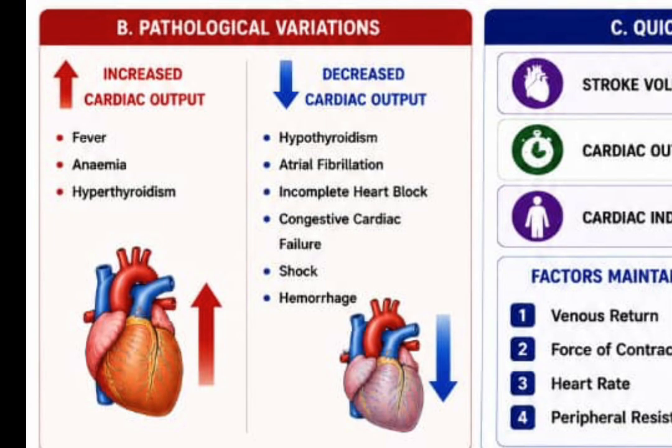So pathological increase in cardiac output is caused by fever, anemia, and what? Hyperthyroidism. So hyperthyroidism increases what? Cardiac output alongside fever and anemia. So pathologically, the conditions that can decrease cardiac output are what? Hypothyroidism, when there's a reduction in what? Thyroxine release. Two, you have atrial fibrillation, which is a cardiac arrhythmia.